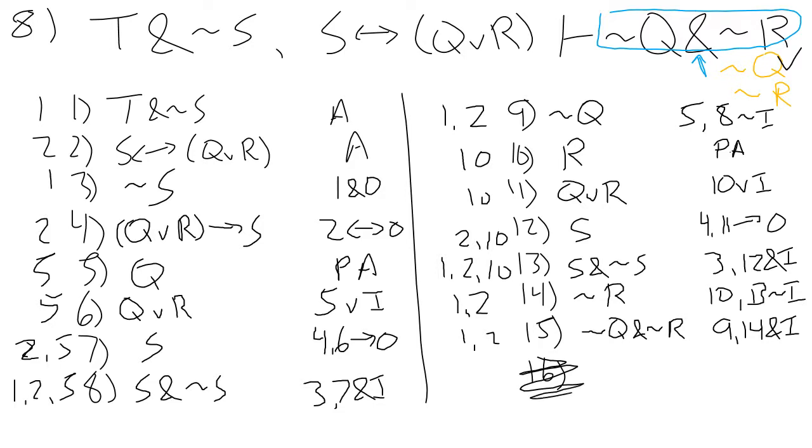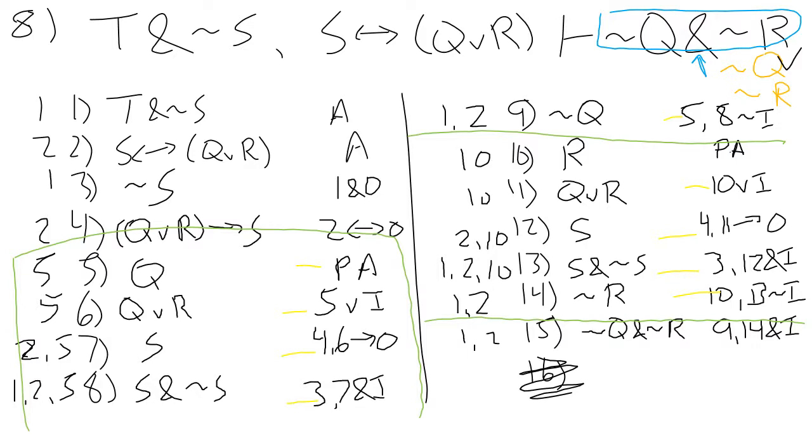And 16 is not needed. So, as you can see, it's the same proof twice over from here to here. PA, wedge in, arrow out, ampersand in, tilde in. Wedge in, arrow out, ampersand in, tilde in. And then just put them both together at the very end.